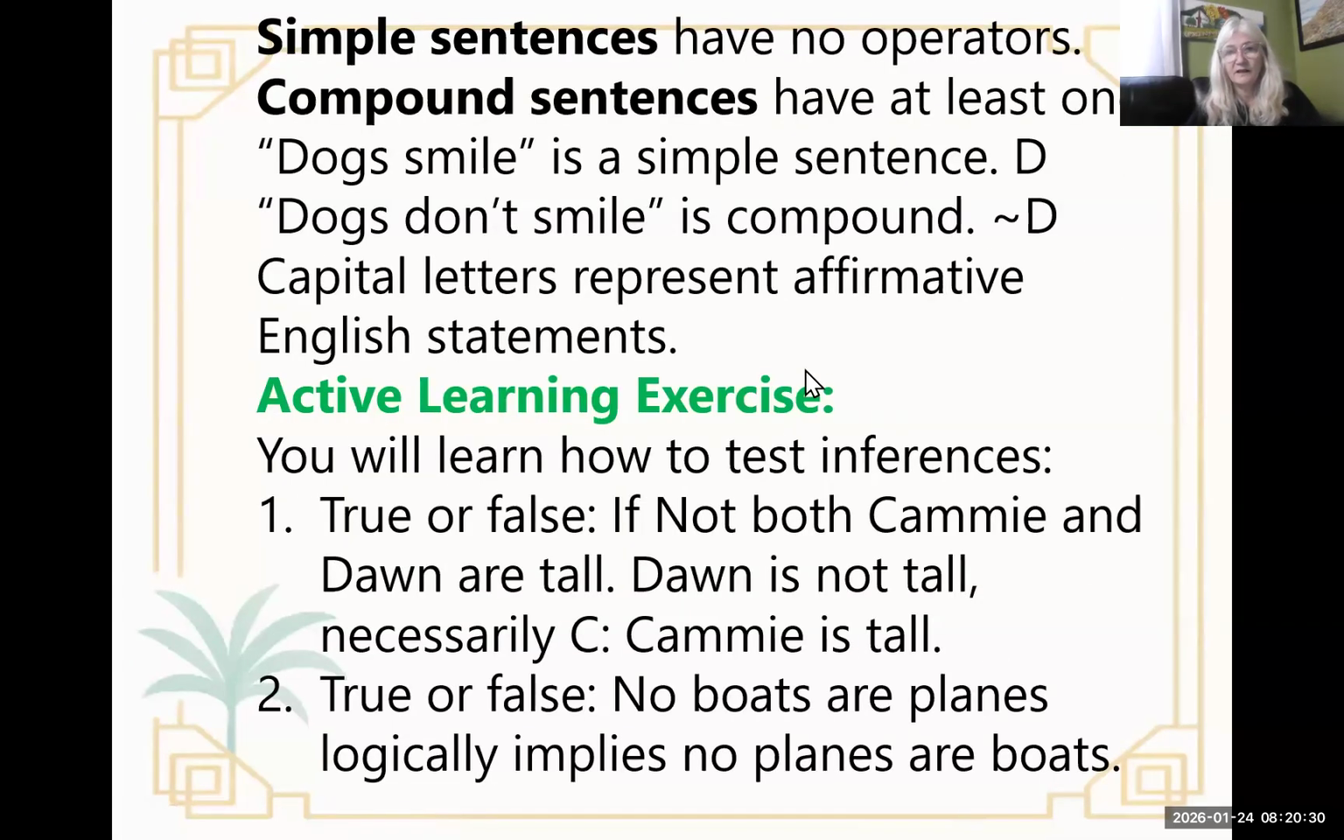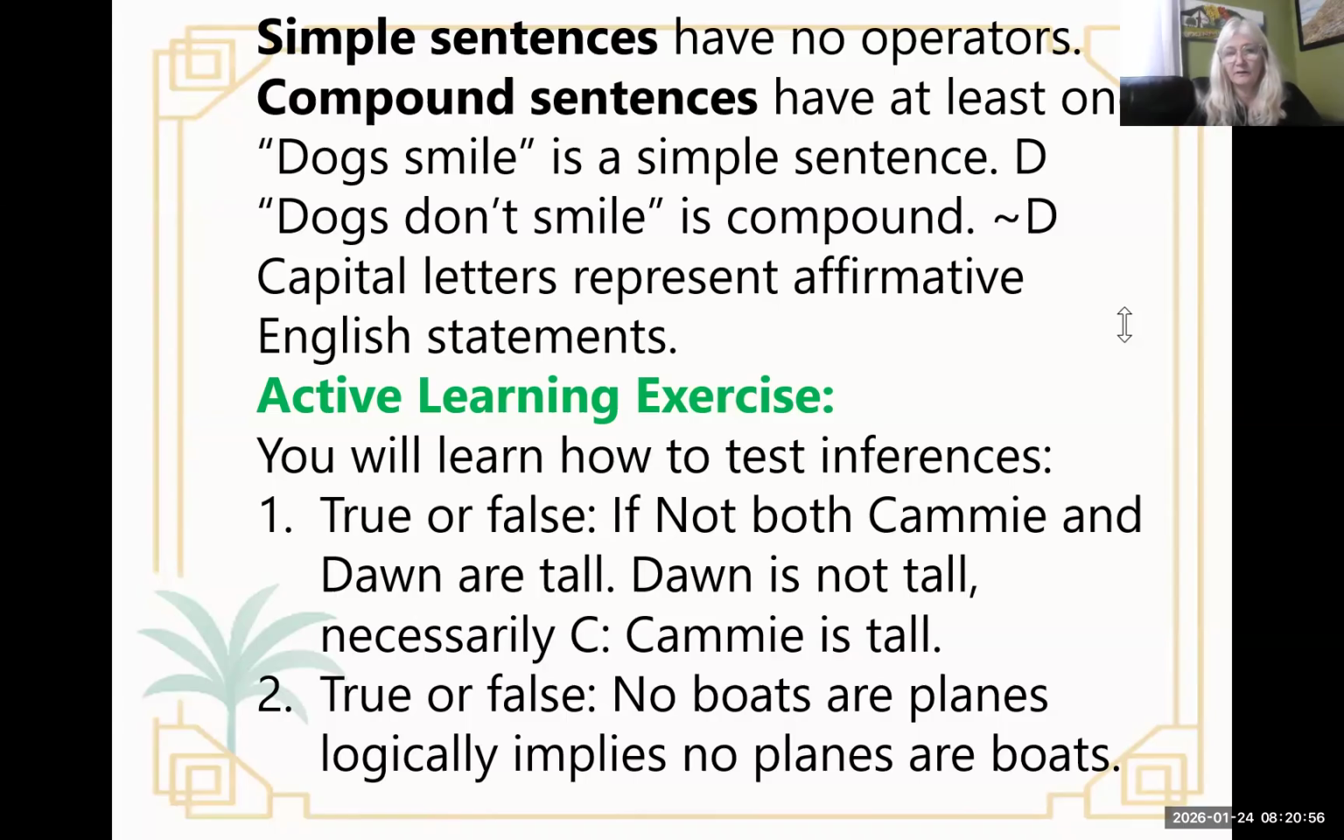Simple sentences are ones that have no operators. So, for example, "dogs smile" is a simple sentence, and we represent that with a simple letter like capital D, because it's a real sentence, we use a capital. Compound sentences have at least one operator. "Dogs don't smile" is compound. It has the negation operator before the D. So it'd be tilde D.